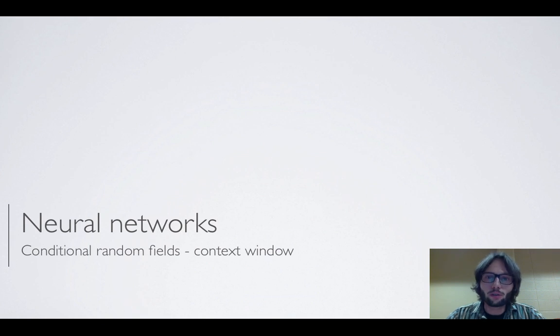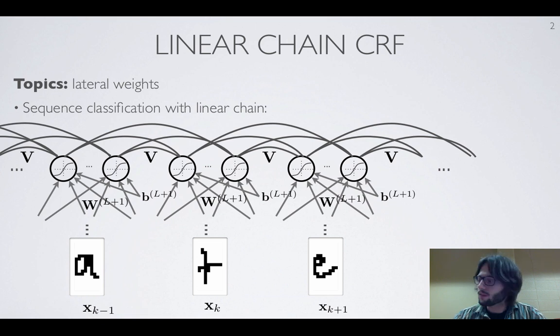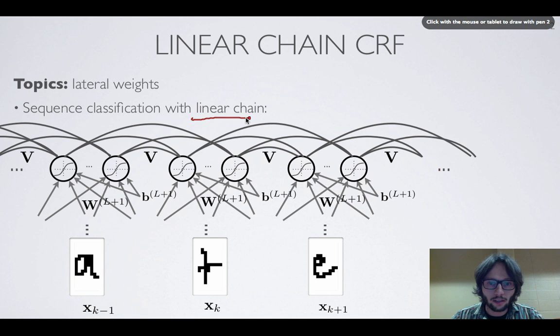In this video, we'll introduce the notion of a context window. In the previous video, we introduced the model of a linear chain conditional random field, which consisted in adding these lateral connections parameterized by matrix V between the computations made at different positions in the sequence that we're modeling. And so this allows us to express some preferences for the assignment of adjacent labels in a sequence.